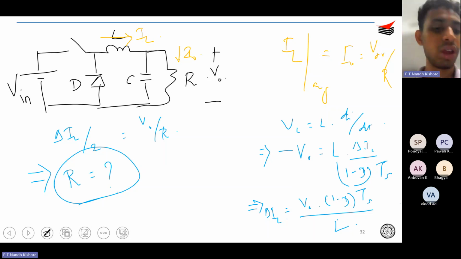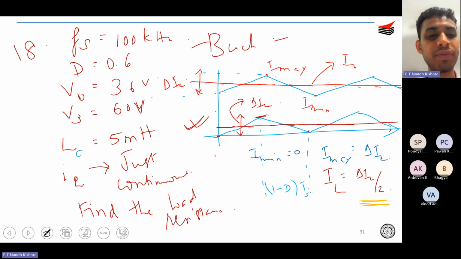Yeah. Okay. So you got the question right. The question is that you have a buck converter. They have given all the parameters in the buck converter. They have given the switching frequency and the duty of the switch, the input voltage, and the output voltage. Two important things they mentioned: first, the value of your buck inductor, the main inductor. Second, they have mentioned that the inductor current is just continuous.